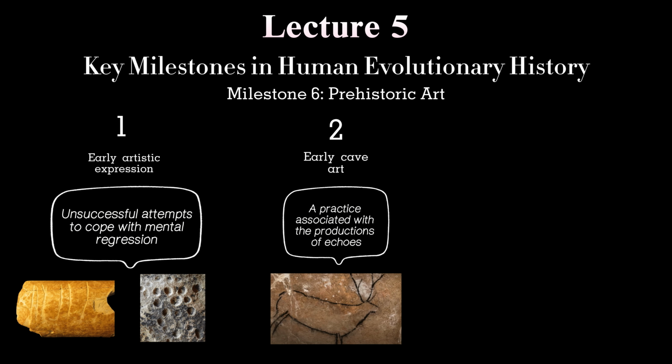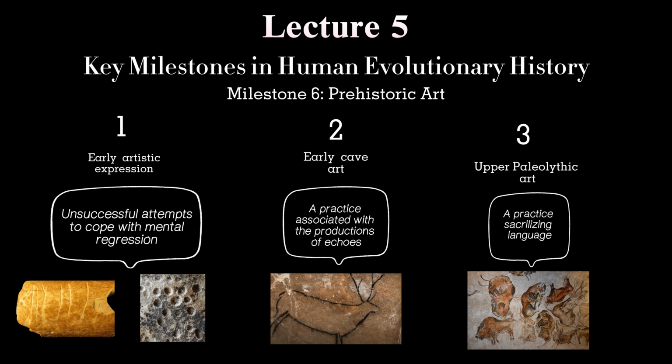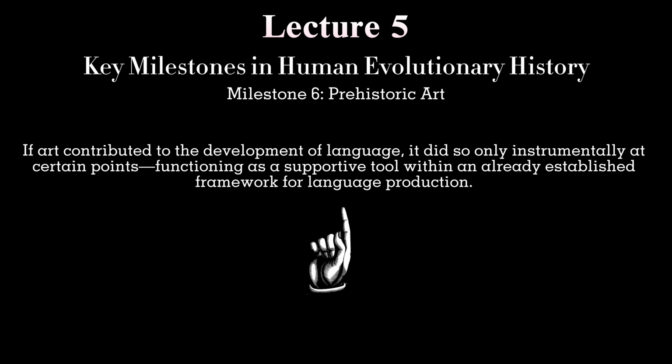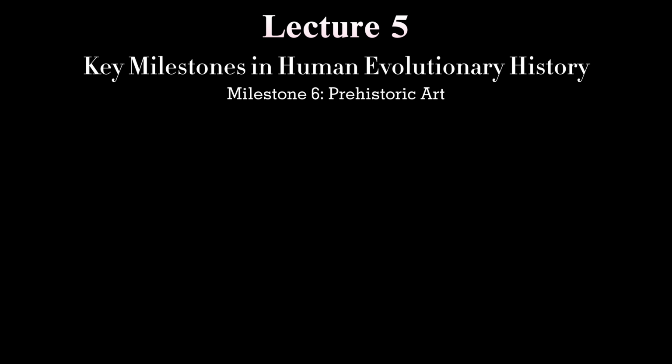Later, Upper Paleolithic art marked a shift toward the sacralization of language and its beneficial role in mitigating mental dysfunction. However, at none of these stages can art be said to have caused language, or to have directly led to its emergence. If art contributed to the development of language, it did so only instrumentally at certain points, functioning as a supportive tool within an already established framework for language production. We now turn to a more detailed examination of these claims.